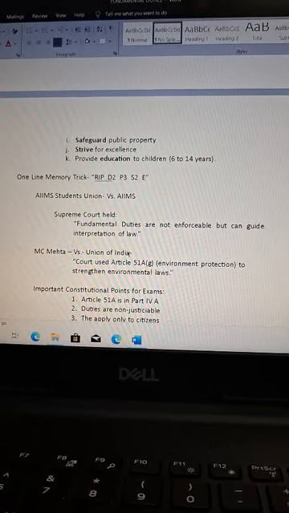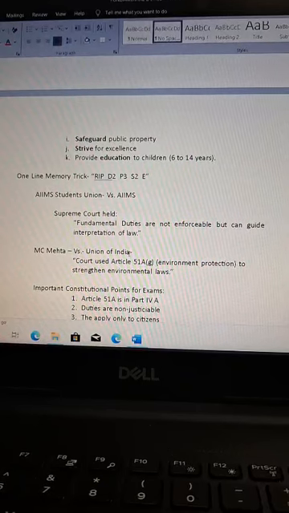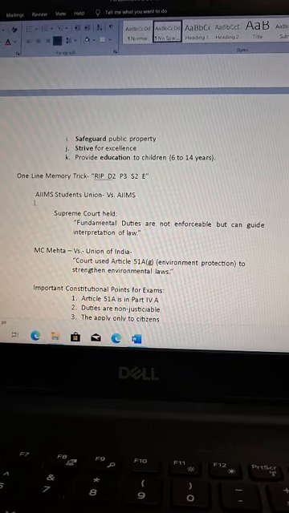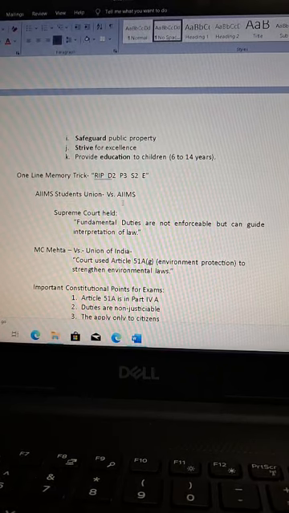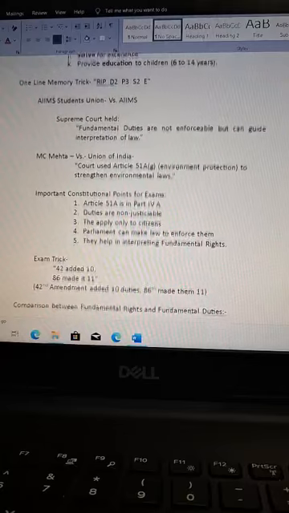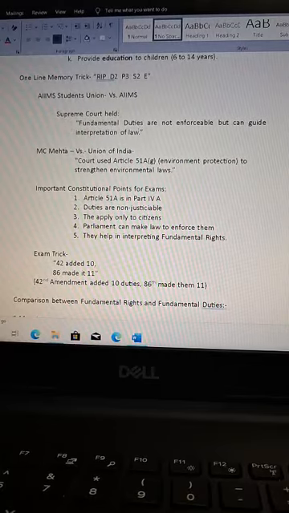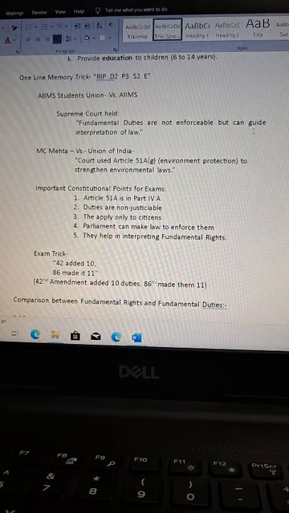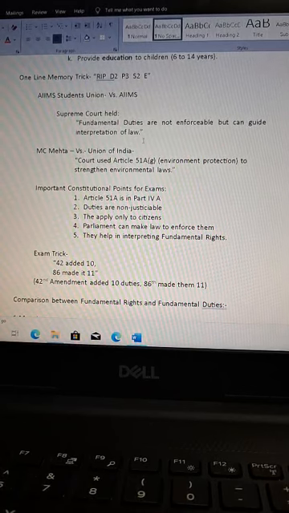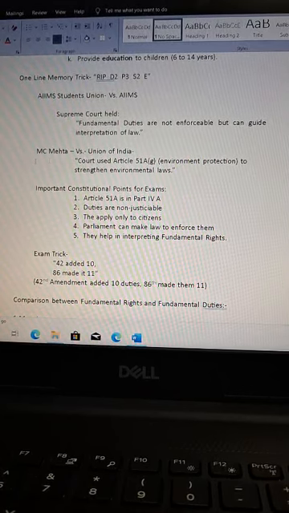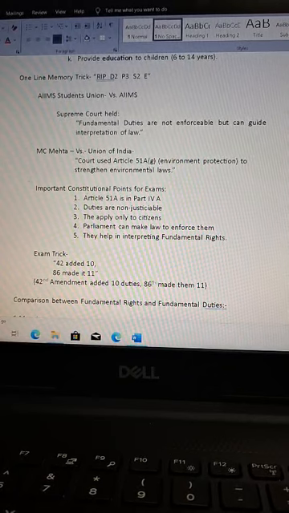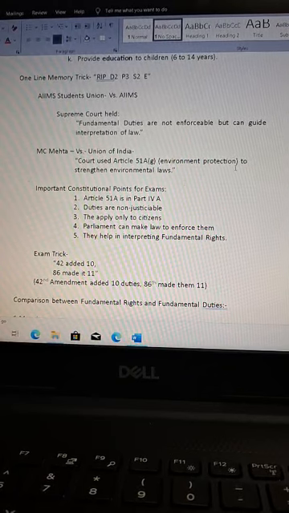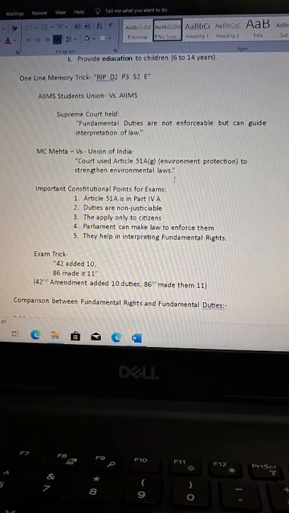There are some very important case laws for judiciary exams. One is AIIMS Students Union versus AIIMS. In this case, the Supreme Court held fundamental duties are not enforceable but can guide interpretation of law. Then there is another case, MC Mehta versus Union of India, where the court used Article 51A(g), environment protection, to strengthen environmental laws.